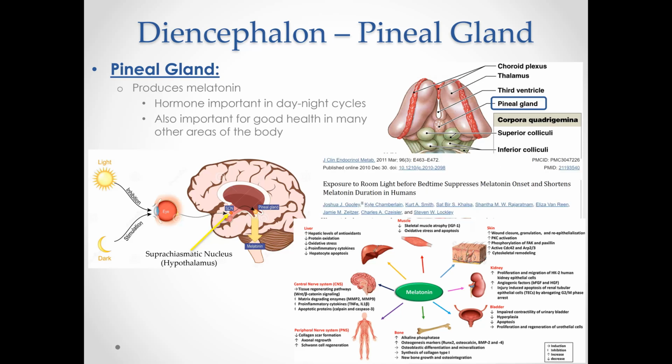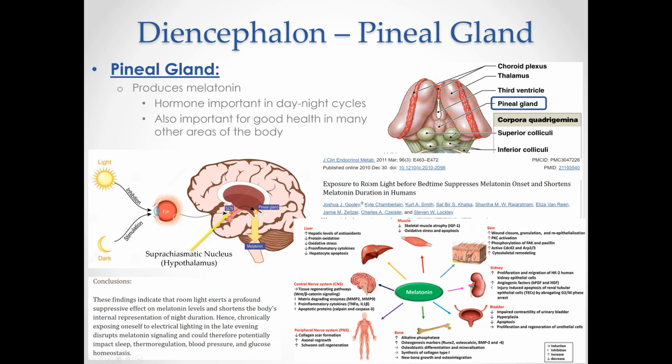There's also been a lot of research about how now that we have electricity and we're exposing ourselves to light at night, this is actually a bad thing. Exposure to room light in the evening hours will suppress your melatonin onset, and then when you do make it, it will shorten the duration that you make it. And because melatonin does such wonderful things to help repair and maintain your body, this suppression of melatonin because of exposure to light at night is causing all sorts of health problems.